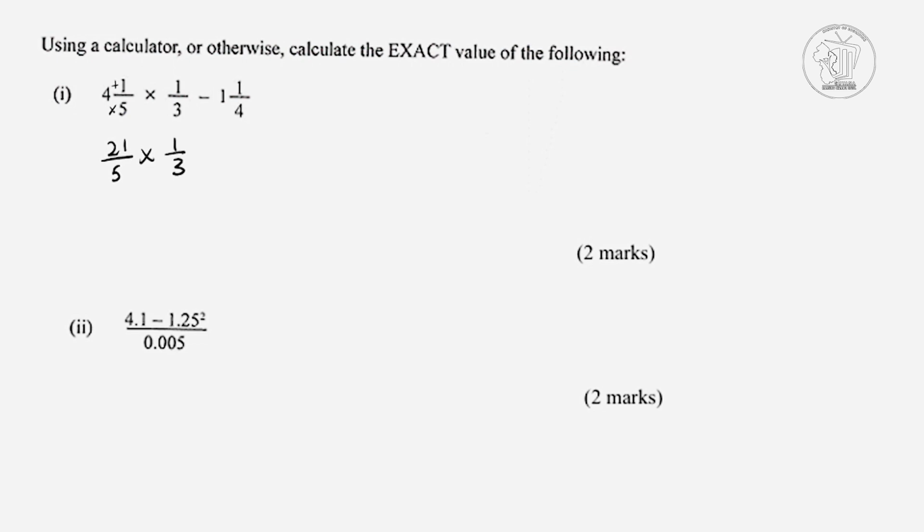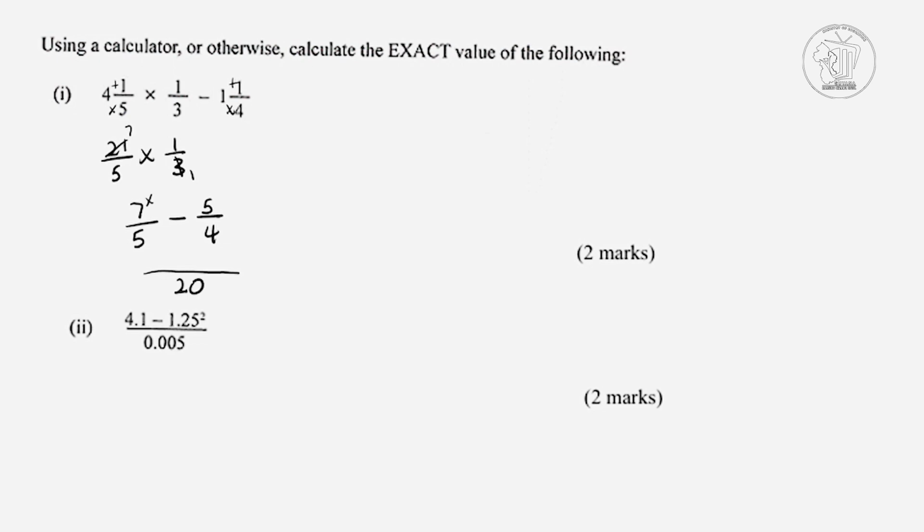So we work out that piece first. 3 into 3 is 1, 3 into 21 is 7. So 7 times 1 is 7 over 5 times 1 is 5. And then we subtract this piece here. So we multiply and then add. 4 times 1 is 4, plus 1 would be 5 over 4. So we work this out. The LCM here of 5 and 4 would be 20. So 20 divided by 5 would be 4.